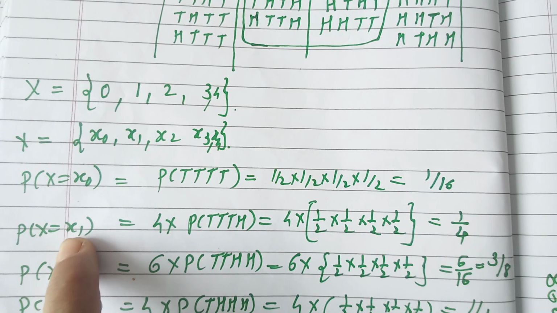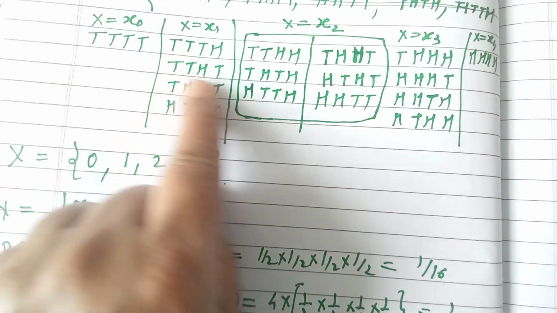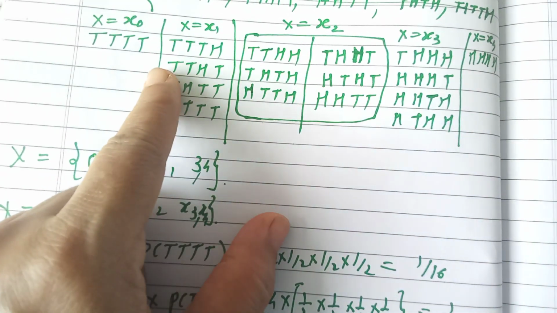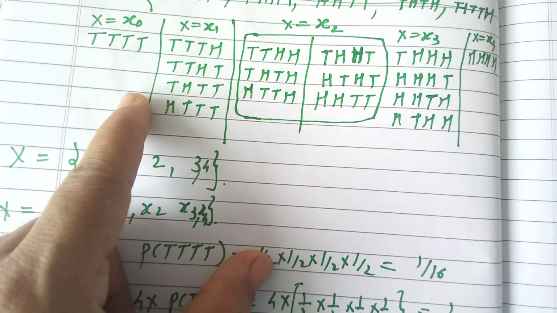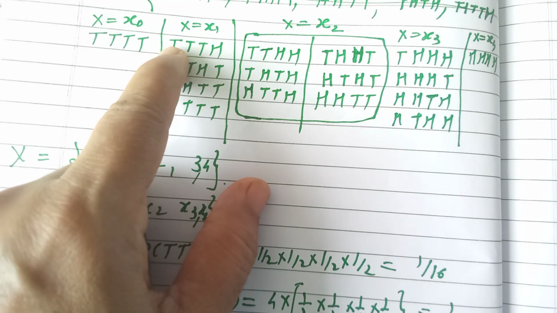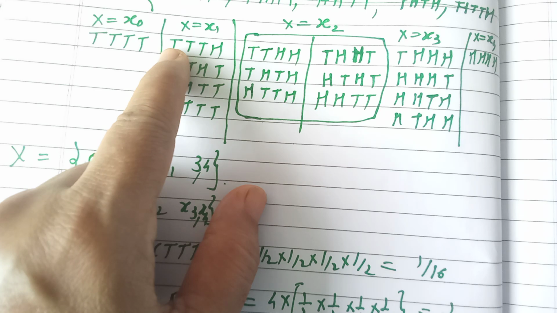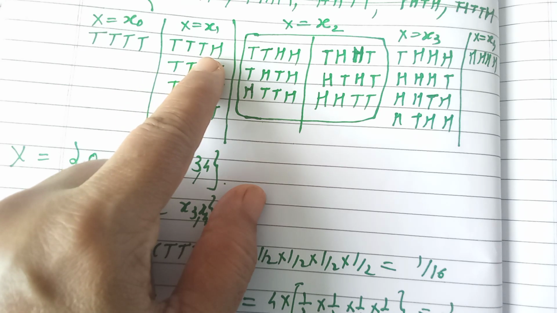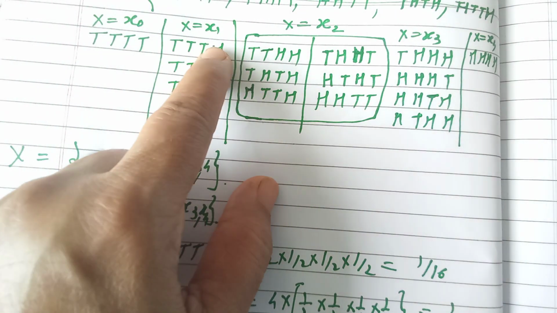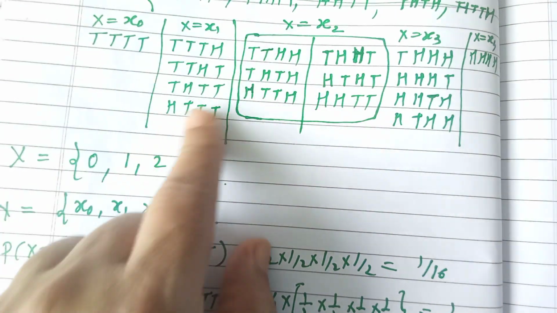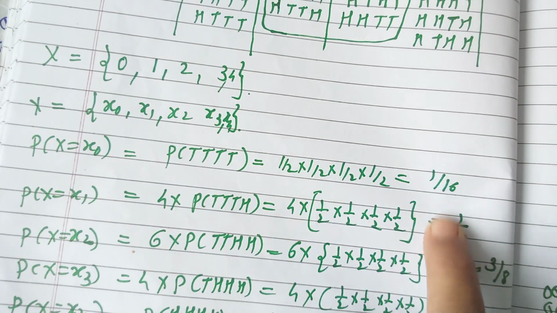Now probability X equal to x1. That is the probability of this set. Each sample point in this set has the same probability, 1 by 16, because each contains 3 tails and 1 head, the probability of one tail is 1 by 2, and the probability of one head is 1 by 2. So each sample point's probability is 1 by 16, but there are 4 sample points, so 4 multiplied by 1 by 16 is 1 by 4.